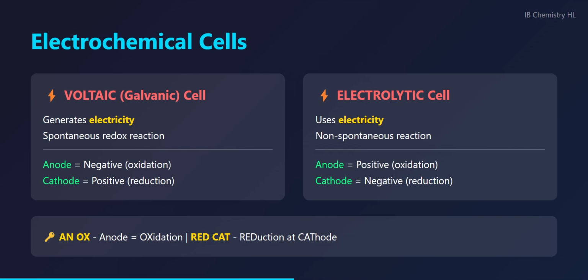An electrochemical cell converts chemical energy into electrical energy through redox reactions. The main components are two electrodes called the anode and cathode, an electrolyte solution, a salt bridge or porous membrane, and a voltmeter to measure the potential difference. The anode is where oxidation occurs. In a voltaic cell, it is the negative electrode. The cathode is where reduction occurs. In a voltaic cell, it is the positive electrode.